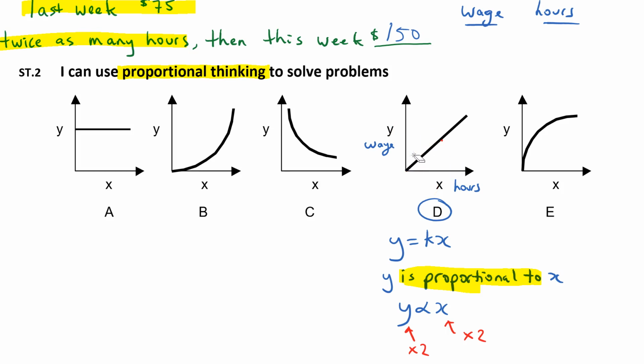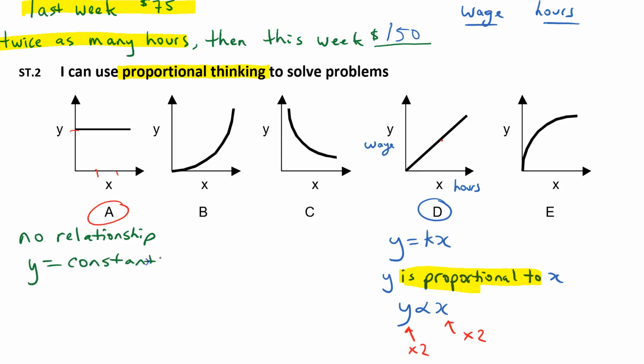Well, let's take a look at some of these other ones here. So if we go and look at A, what's the relationship there? If I were to double x in this case, what's going to happen to y? Well, y always stays the same. So this one's a little bit different than the rest. We're going to call this one no relationship, and y is just equal to some constant.